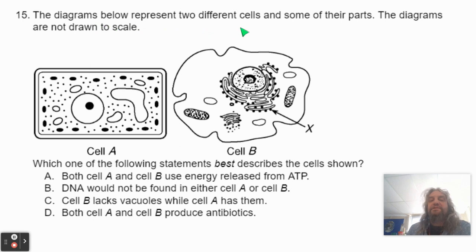Number 15, the diagrams below represent two different cells and some of their parts. These diagrams are not drawn to scale. Which of the following statements best describes the cells shown? A, both cell A and cell B use energy released from ATP. B, DNA would not be found in either cell A or cell B. C, cell B lacks vacuoles while cell A has them. Or D, both cell A and cell B produce antibiotics.